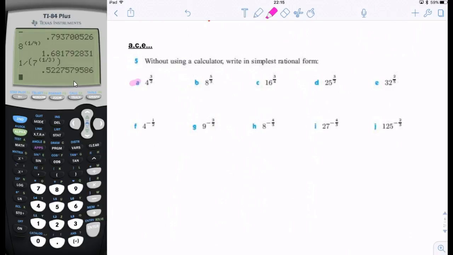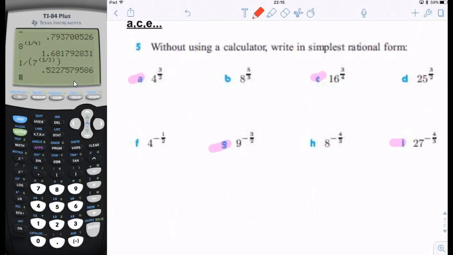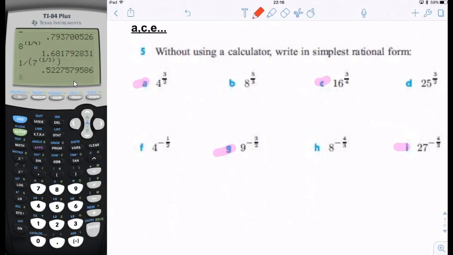Last one. Here I'm going to do A, C, E, G, and I. So, without using a calculator, write in simplest rational form. Okay, so 4 to the 3/2. Since it's 4, we're actually going to use the fact that 4 is a perfect square. So we're going to put the half inside, we're going to put 3 outside. 4 to the 1/2 is square root of 4, which is 2, so it's 2 cubed. So that would be 8.